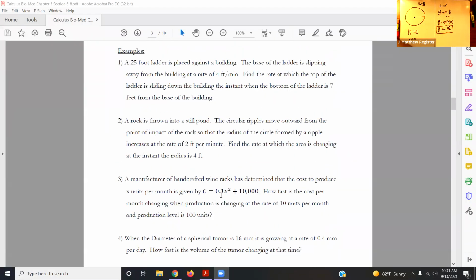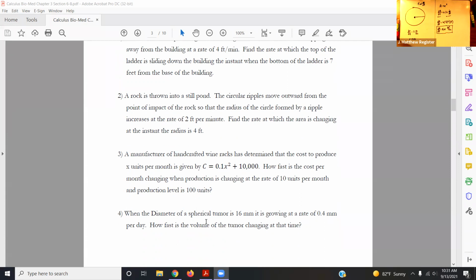This next one, I give you an equation, and then you just have to find dc dx or something like that. And then this last one is talking about a spherical tumor. So you just have to remember the formula for a sphere. Oftentimes in your homework, it'll actually give you the equation because there are some really weird equations out there.